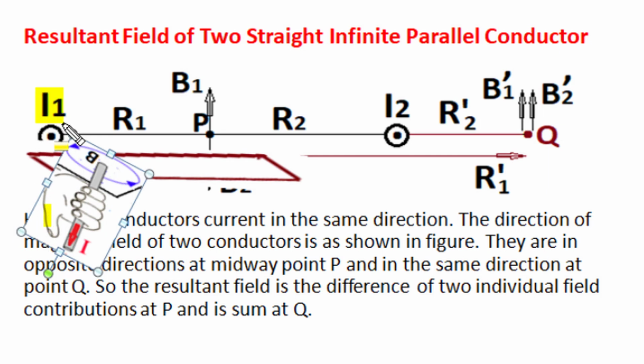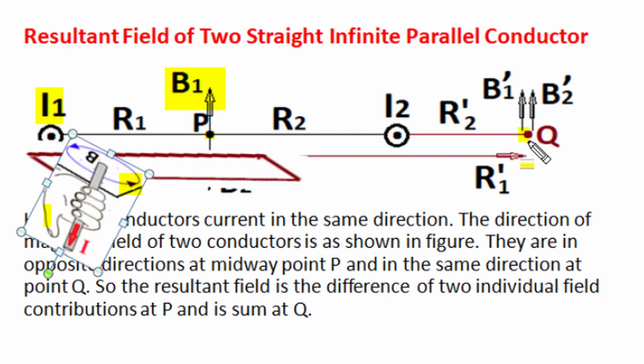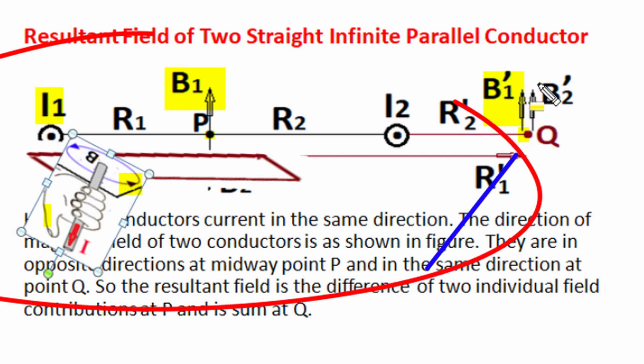When the thumb is pointing in the direction of current, the curl of fingers represents concentric circles of magnetic field, and the tip of the finger here, perpendicular to this plane of current and position vector, indicates the direction of magnetic field as shown by this arrow. Similarly, for position Q, this I1 current produces magnetic field B1 dash in the same direction, upward.